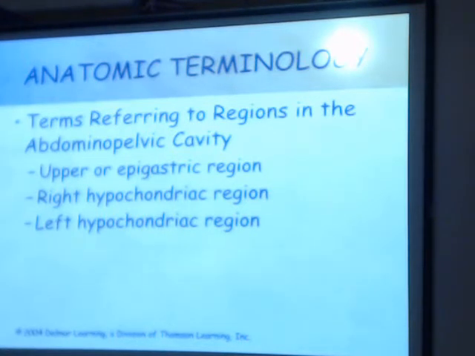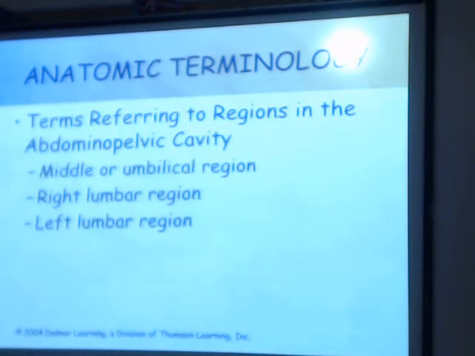What I want you to remember most about your abdominal pelvic cavity and about your epigastric region is that as far as healthcare is concerned, you have four quadrants. You have the upper right, the upper left, the lower right, the lower left. And then you have the middle region, which is your umbilical region. And then it can be broken down into your right lumbar and your left lumbar. Those would be the lower regions.